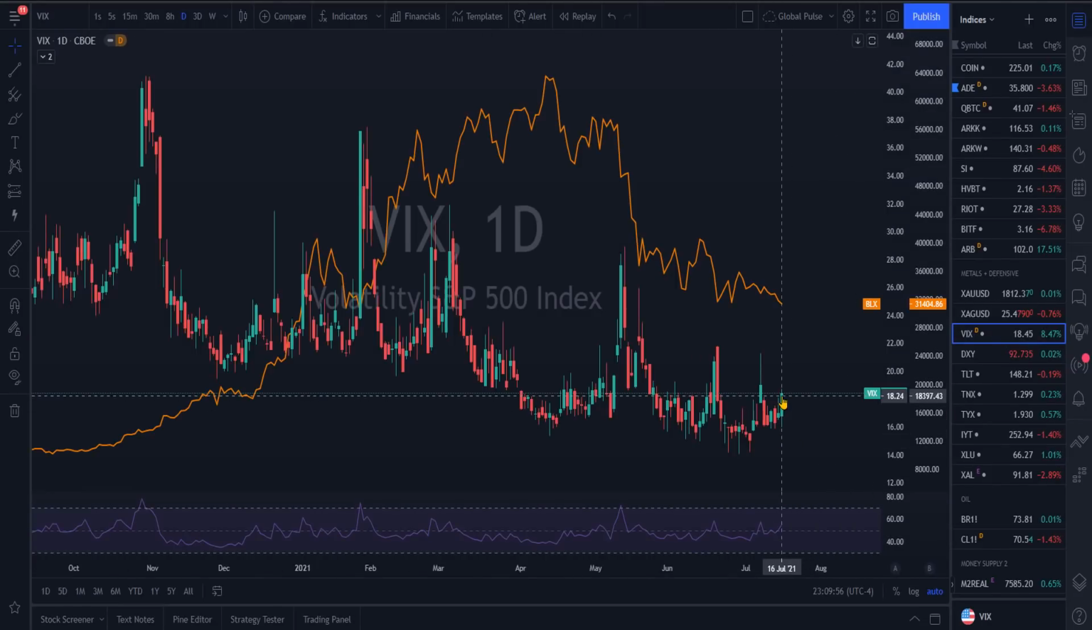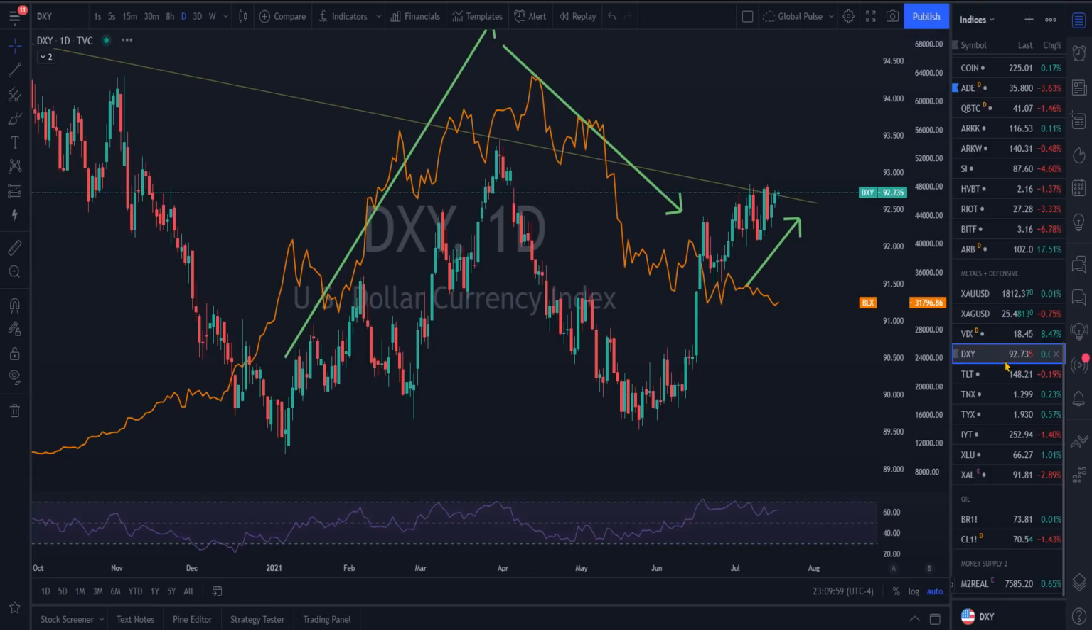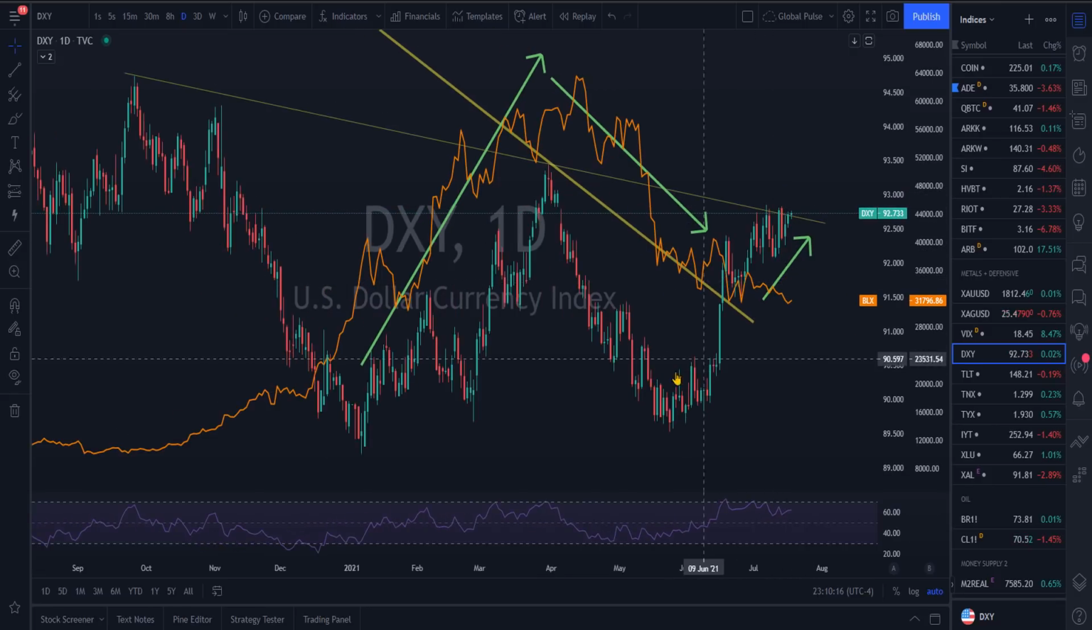What about the VIX? Had a spike in the fear gauge. How did the dollar go? It's trying to get above this resistance. It's broken through this resistance, turned it into support on a retest, coming up to the next level of resistance, seeking to turn that into support. Really interesting thing here as well.